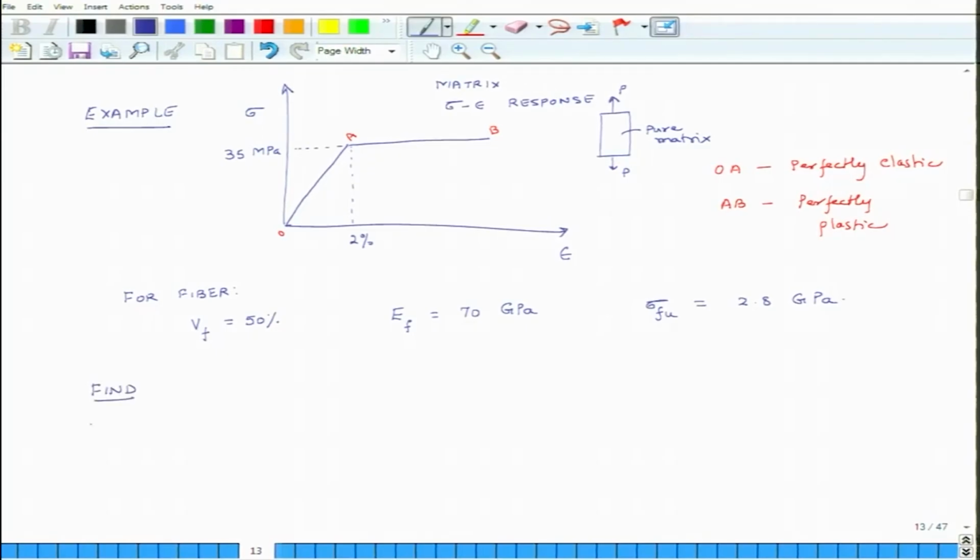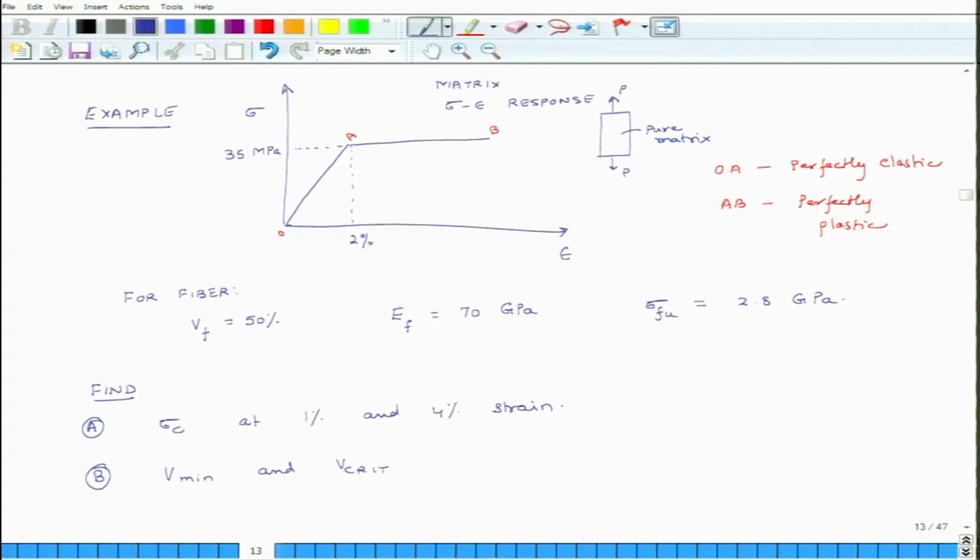So, the question is, find: A, what is the stress in the composite at 1% and 4% strain? B, what are the values for V min and V crit? This is what we have to find.